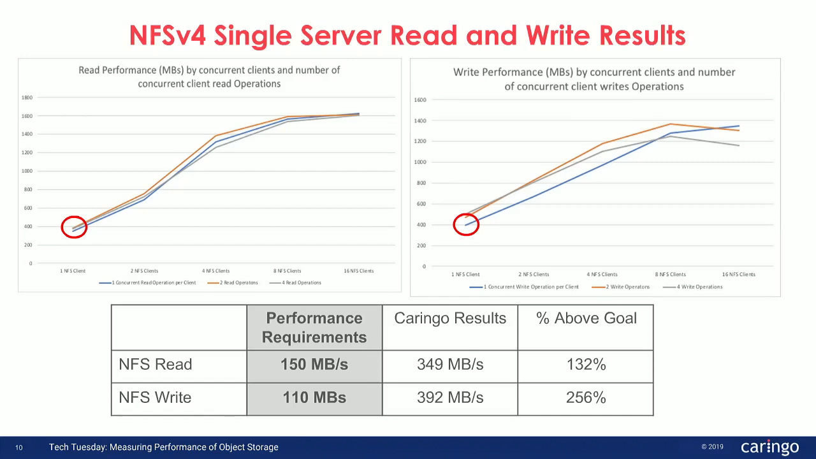And for writes, the best single write operation result came from a single physical NFS client with 1 CPU write operation, and that resulted in 392 megabytes per second. The best multi-operation result came from 8 physical NFS clients running 1 copy operation per client, so we had 8 concurrent writes of 10 gigabyte files. And those concurrent writes resulted in 1,280 megabytes per second, which averaged down to 160 megabytes per second per write operation.